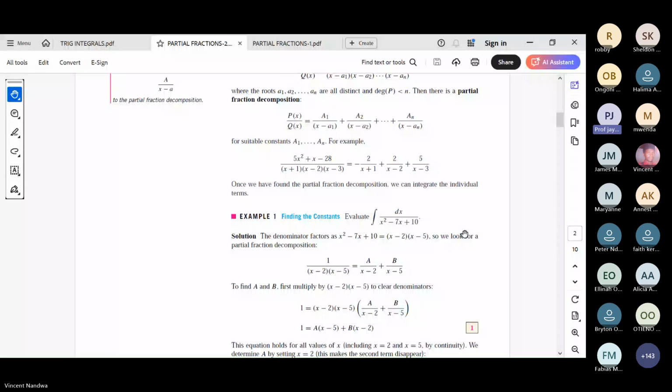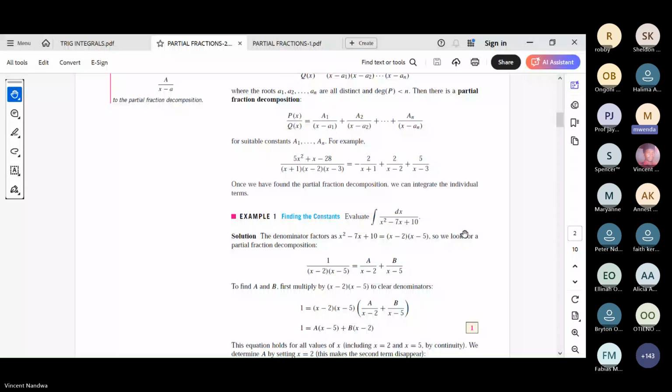Are we there? Yes. What's the implication of that equality? What does that equality mean? The denominator equals the denominator. So denominators are just the same, so we can ignore them and simply equate the numerators. So we have 1 equals A into x minus 5 plus B into x minus 2. The next work will be to find A and B.